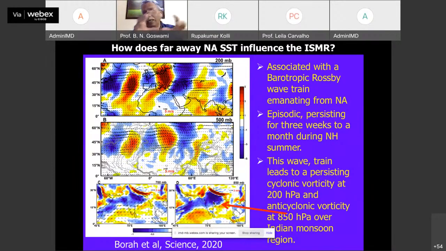The teleconnection is the wave train, which has been initiated by a barotropic vorticity over the North Atlantic, and this barotropic vorticity happens on intra-seasonal time scale. They are episodic. They last for about 3 weeks, and then die, and then again produce another event. And in the season, if there are two events, it really produces a major structure like this, and that is essentially what influences the monsoon.